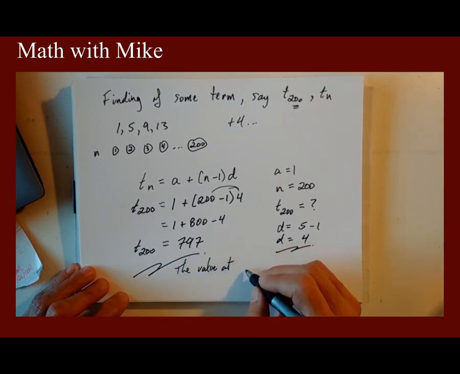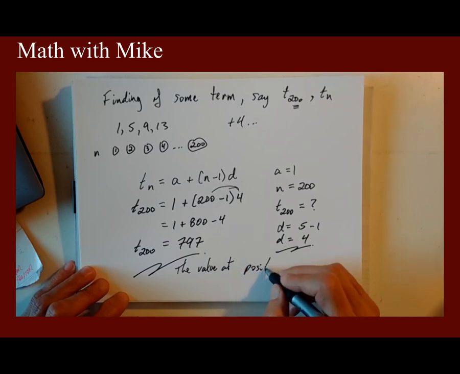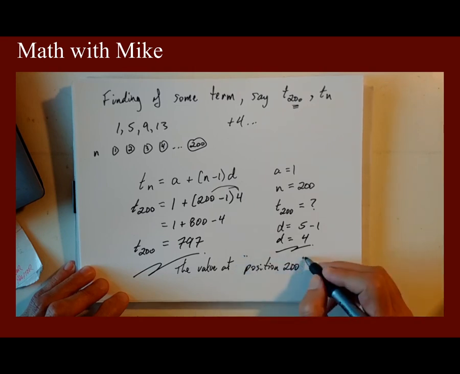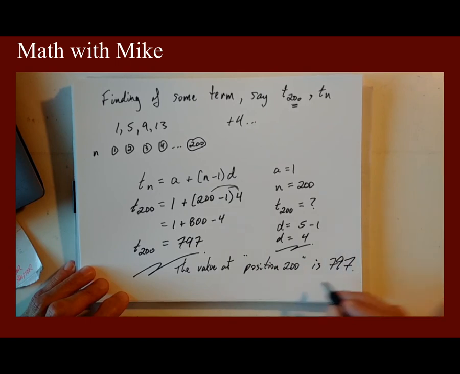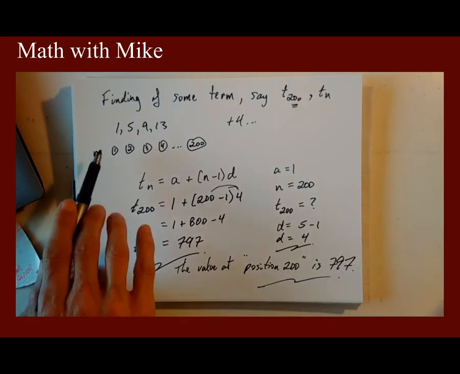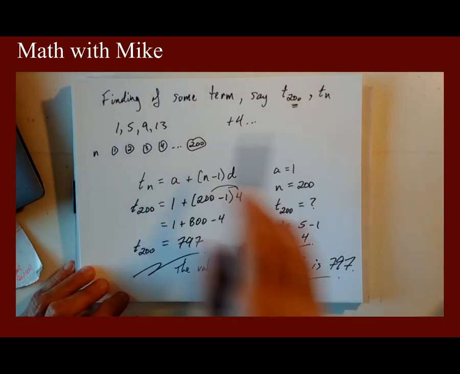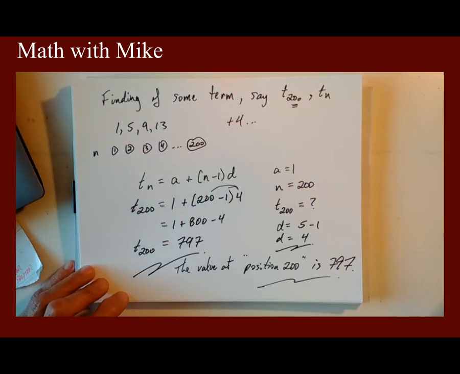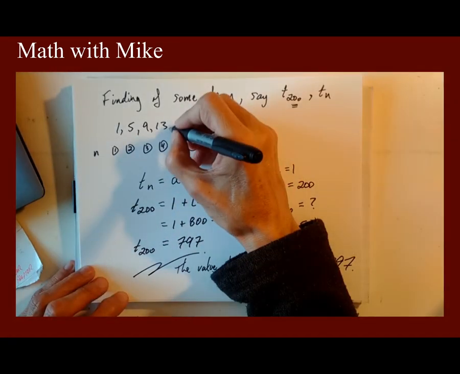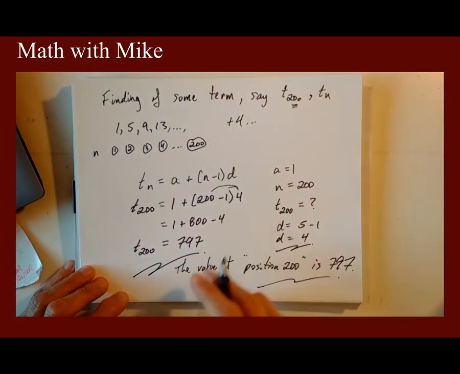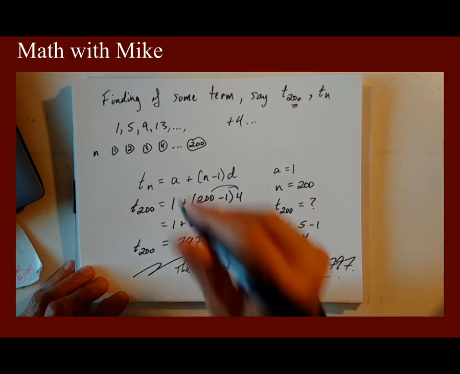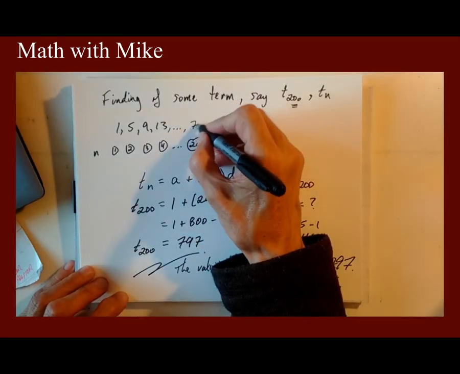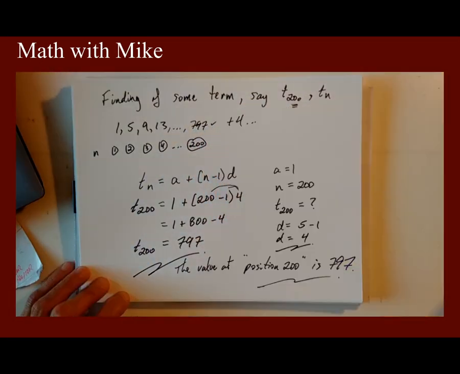So what we just found is the value at position 200, not position 1, not position 2, position 200, the value there is 797. That's what the sequence grows up to. So we can go dot, dot, dot. And now we can add 797 there if we wanted. Just got that figured out.